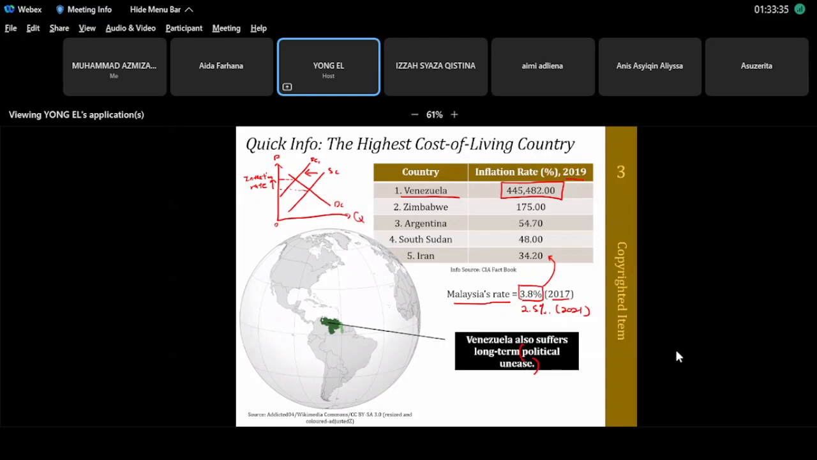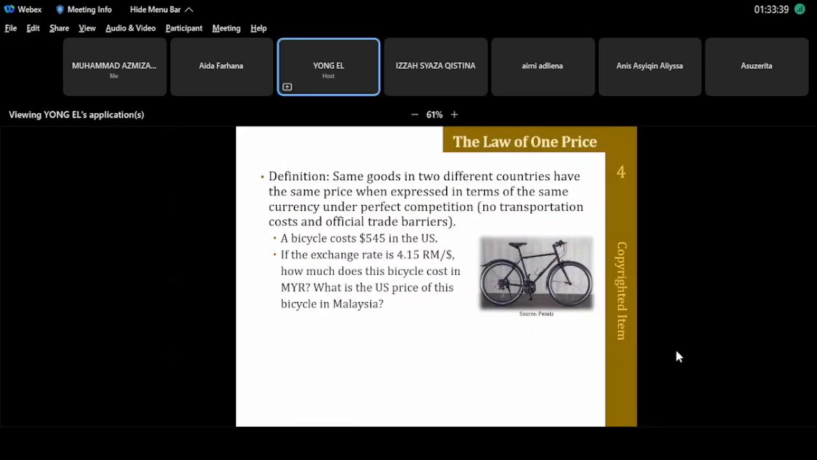Right, this is the quick info. Let's dive into our lecture lessons now. The first concept that I'm going to introduce here is the law of one price. The law of one price, by definition, means the same goods in two different countries have the same price when expressed in terms of the same currency under perfect competition.